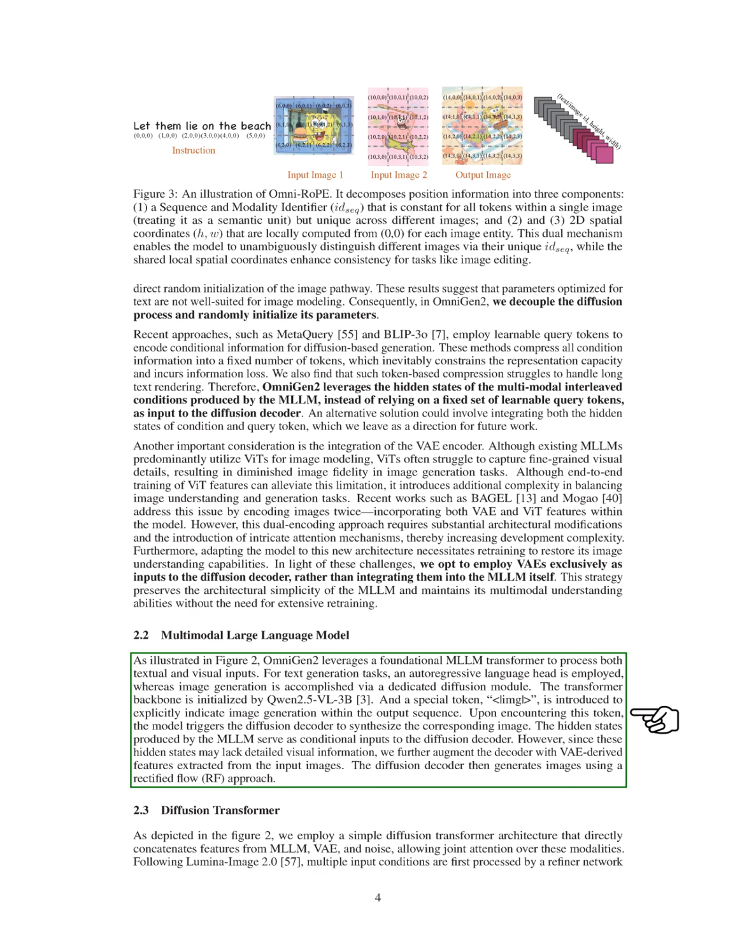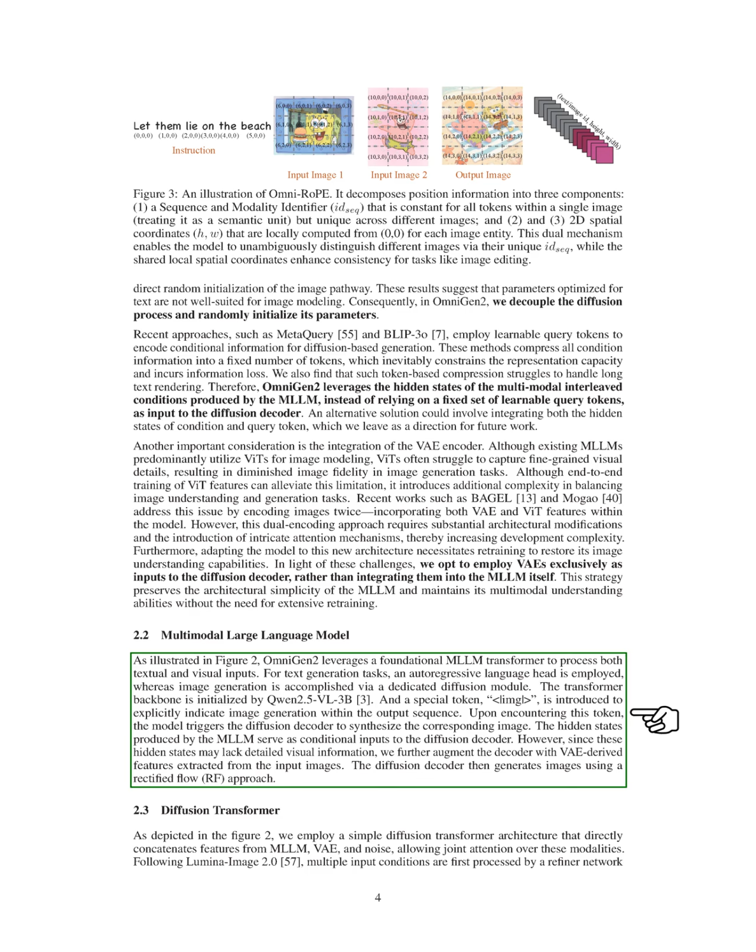We initialize the transformer backbone with Qwen2.5-VL-3B and introduce a special token, <img>, to signal when an image should be generated. When the model sees this token, it activates the diffusion decoder to create the corresponding image.